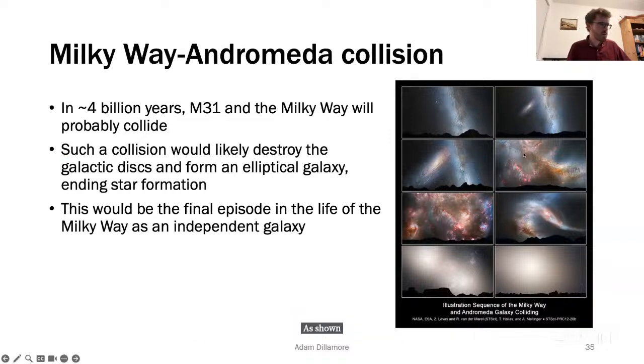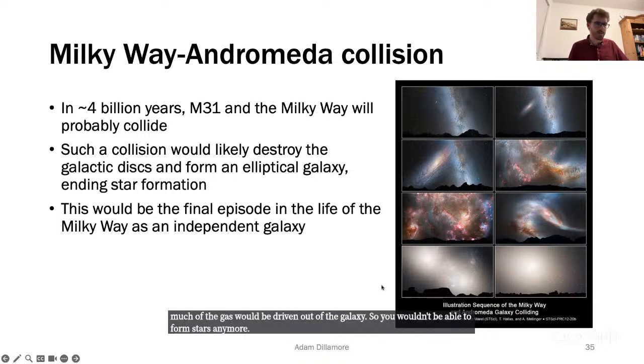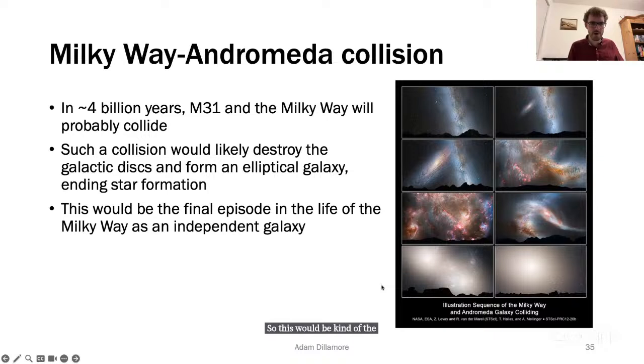this very nice visualization of Andromeda approaching and then causing a starburst, so lots of star formation, before star formation is completely stopped by this elliptical galaxy forming. And I imagine much of the gas would be driven out of the galaxy, so you wouldn't be able to form stars anymore. So this would be kind of the end of the life of the Milky Way.